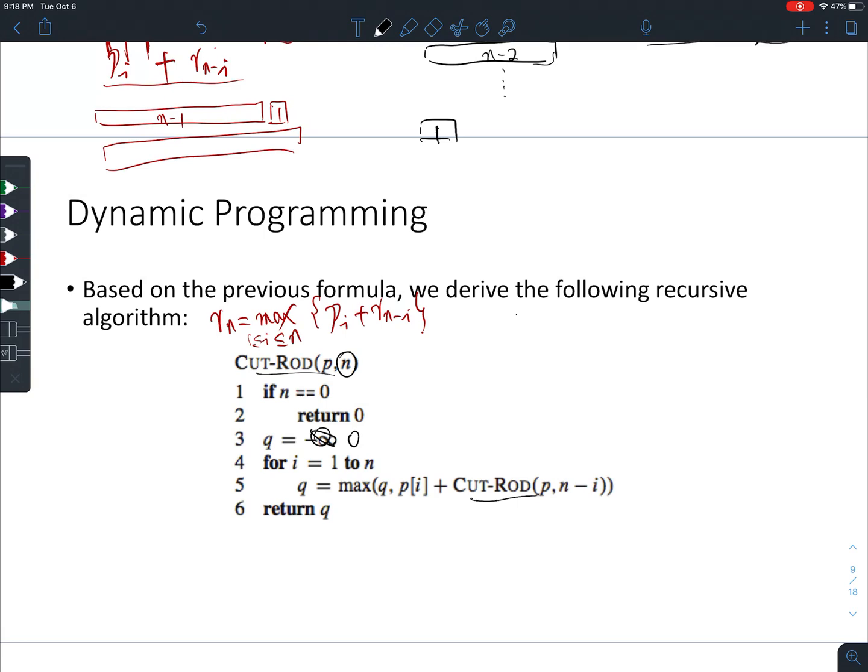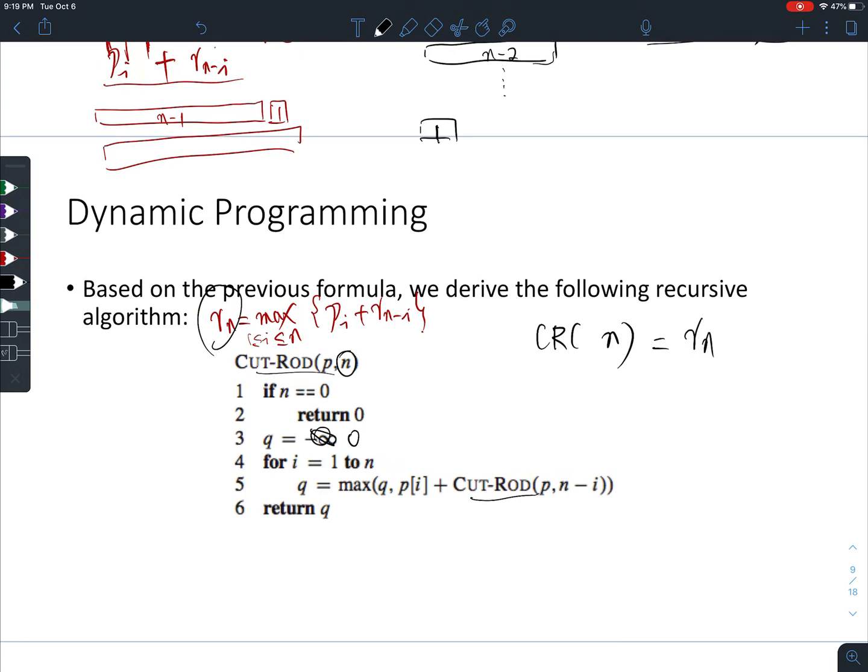So in other words, if we call the function cut rod at P and N, for now I'm just going to ignore the array P and only write N. N is the length. It's actually equivalent to Rn, because it tells you the highest revenue you can make from a rod of length n. So let's translate that to Rn. If we want to calculate Rn, first we have Q equal to 0, and for I from 1 to n, Q equals the max between itself and Pi plus cut rod n minus I, which is equivalent to R n minus I, right?